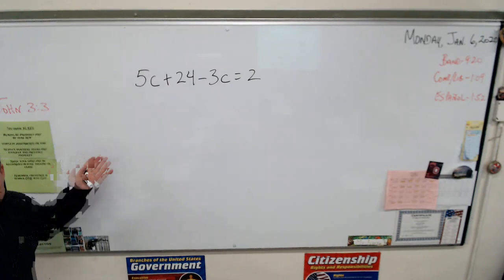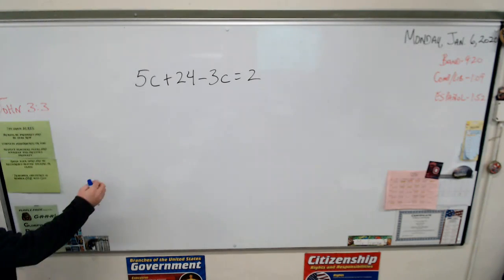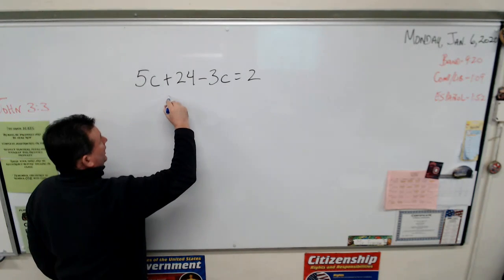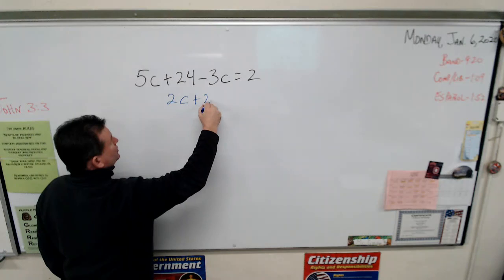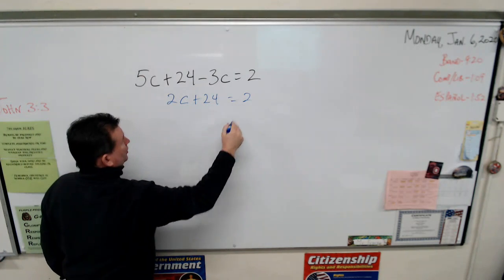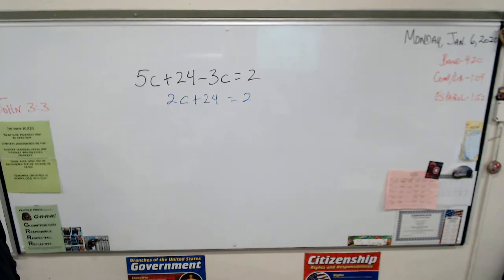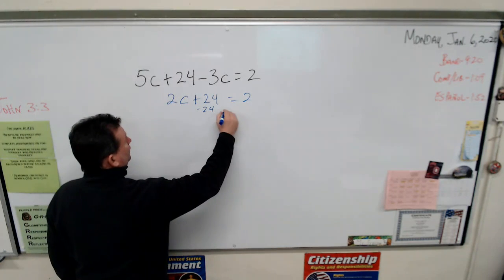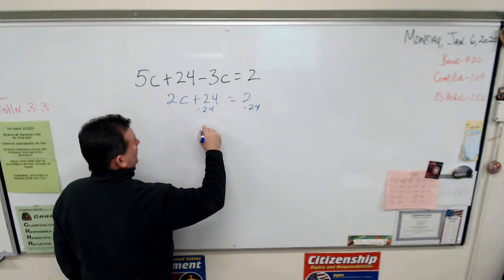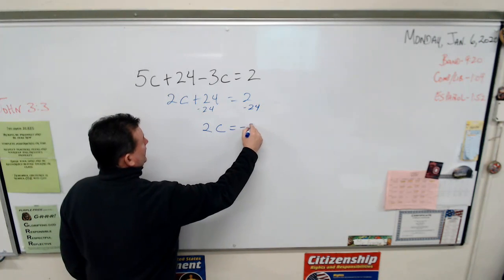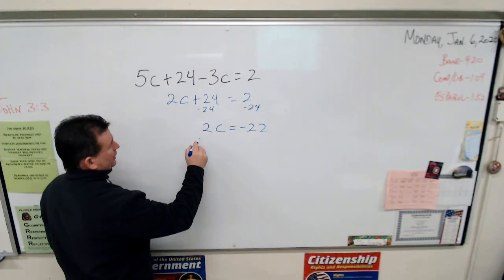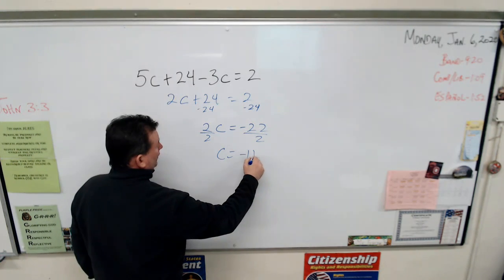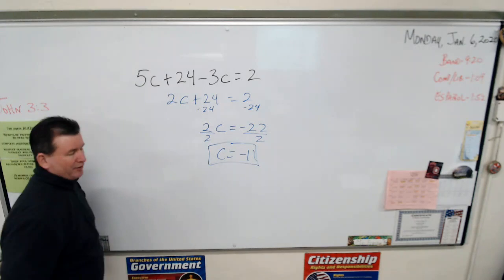All right, here we go. Hopefully you're done with number 47. If you're not, first thing you do is combine like terms. You got a 5C minus a 3C. So we got 2C plus 24 equals 2. How do we get rid of 24? We subtract 24. If I subtract 24 from both sides, I have 2C equaling negative 22. How do I get rid of the 2? I divide both sides by 2. Then, my friends, C equals negative 11.